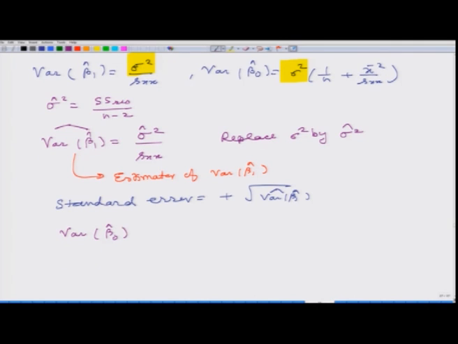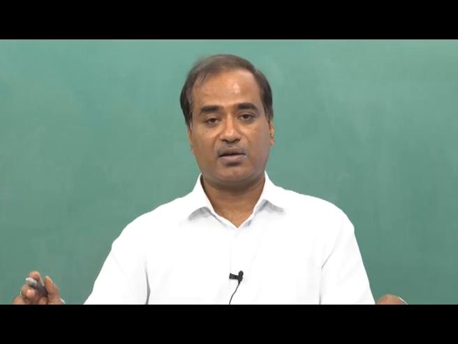Similarly, I can also find the estimate of the variance of beta 0 hat. What I have to do? I simply have to write down the variance of beta 0 hat and replace sigma square by sigma square hat. And if I want to find its standard error, it is very simple: just take the positive square root of the estimate of variance of beta 0 hat, that is all. So now I have both estimators beta 0 hat, beta 1 hat. I have shown that they are unbiased, and I also have found their standard errors.